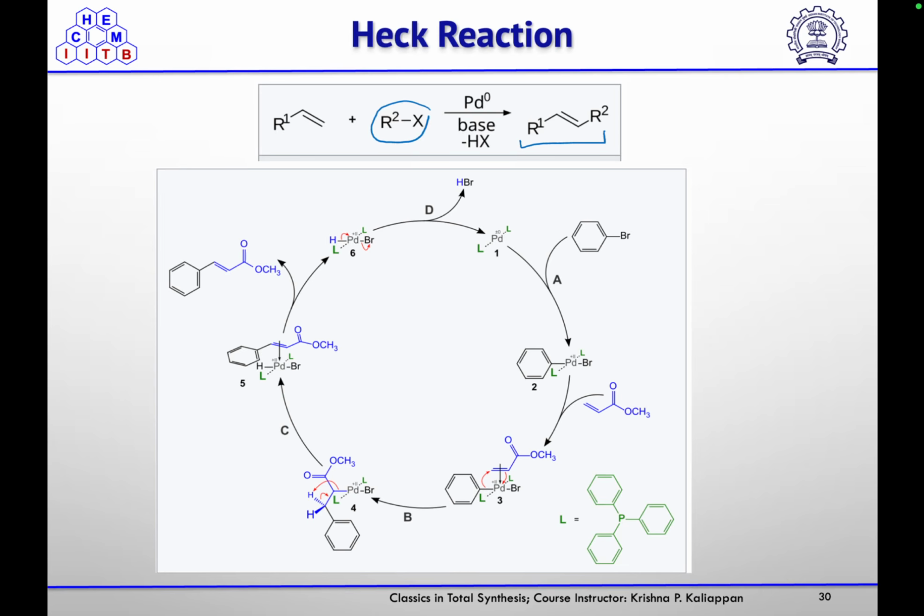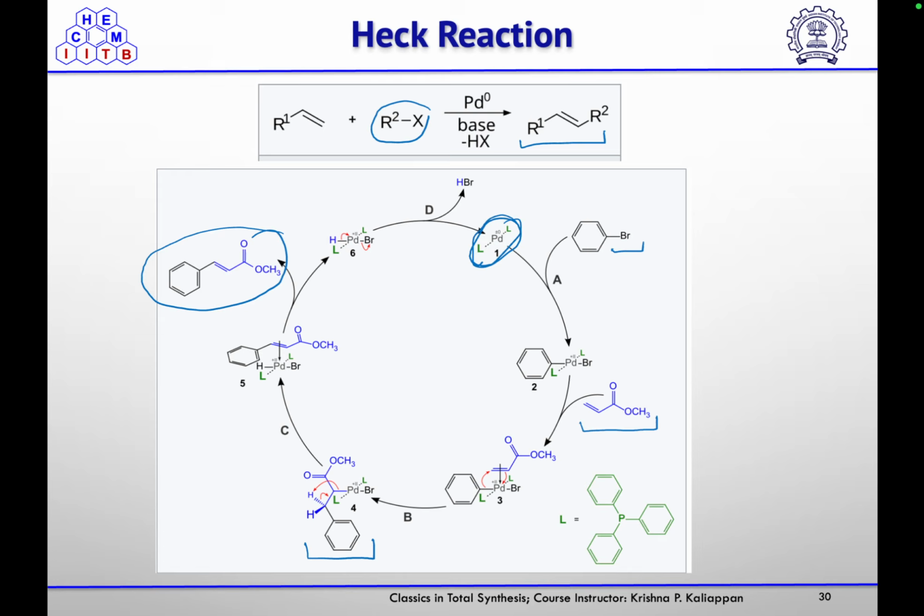So what will happen? First, palladium in zero oxidation state will undergo oxidative addition with alkyl halide or aryl halide. Then that alkene that was there will coordinate with the palladium and then undergo insertion. After that, it will undergo reductive elimination to form that carbon-carbon bond. And again, after the loss of HBr, your palladium zero catalyst will regenerate at the last step.